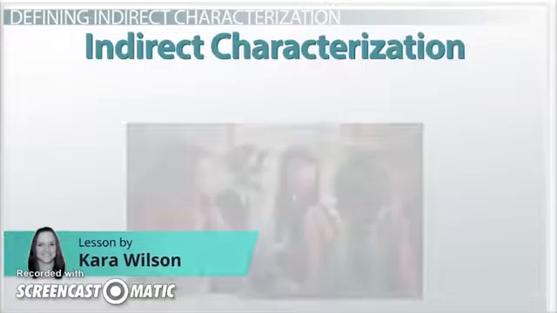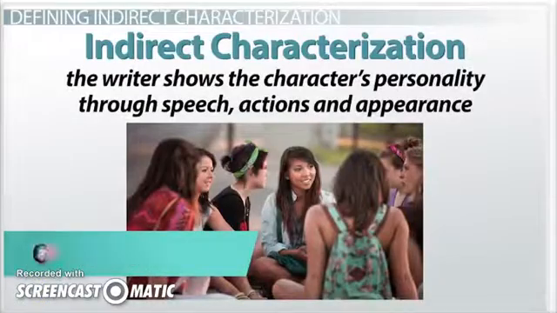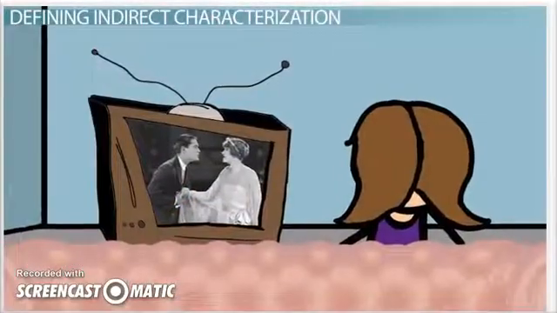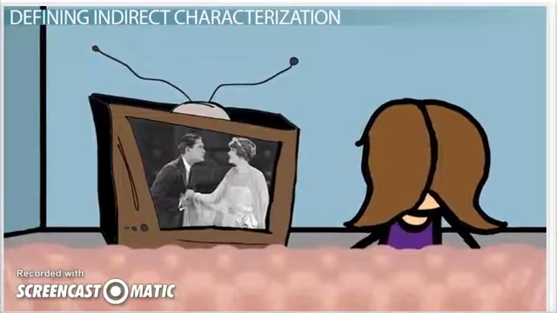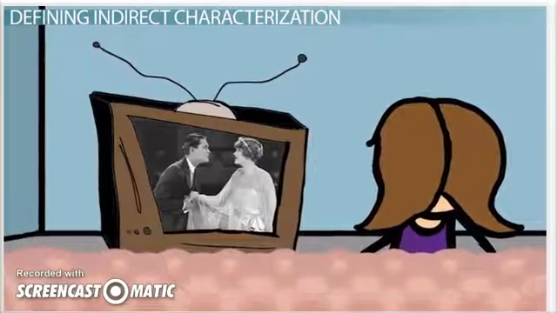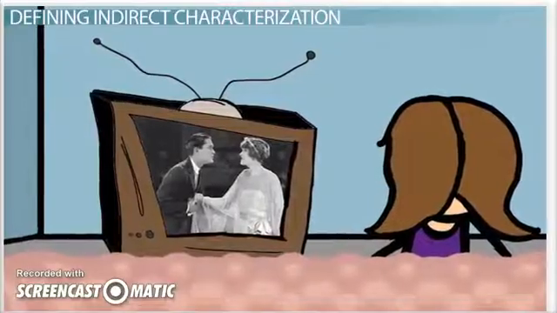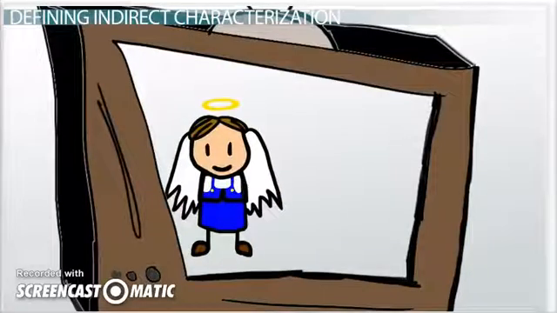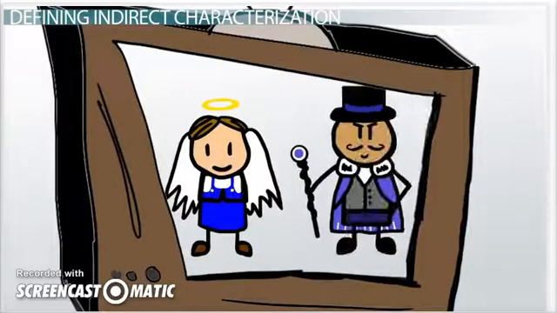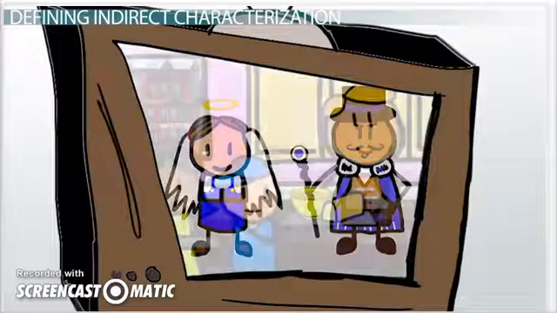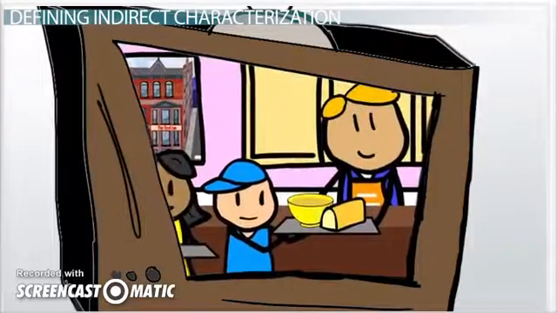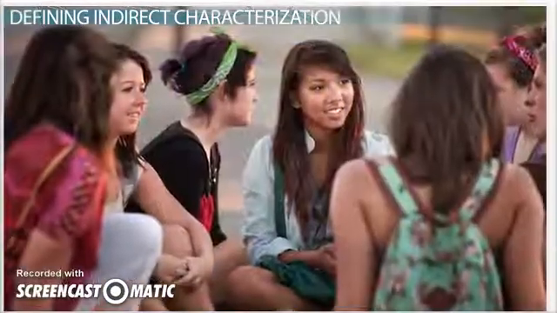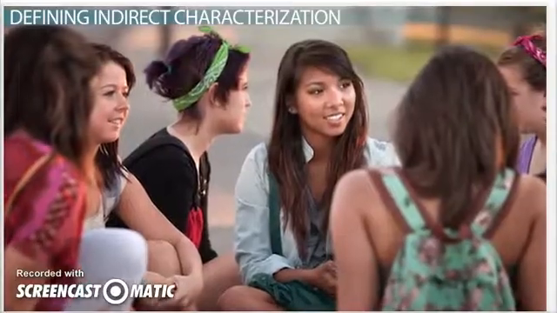Indirect characterization is the process by which the writer shows the character's personality through speech, actions, and appearance. When you watch a movie or television show, you can usually gather what type of person the main character is based on the character's actions and reactions in different situations. There isn't a label on the screen that necessarily says angelic, gullible teen, or selfish, arrogant villain. Instead, you have to watch and listen to that person to notice how the character's personality is revealed through the story. By doing so, you are seeing how indirect characterization is being used on the screen.